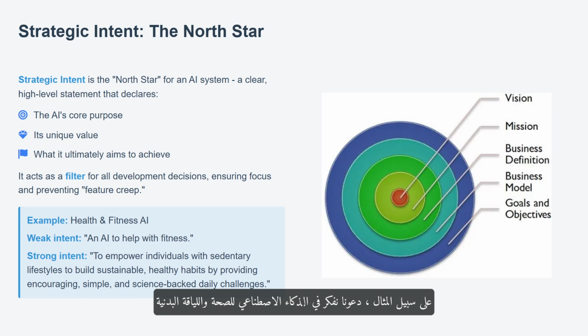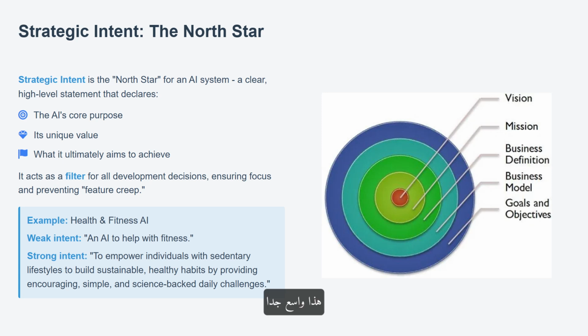For example, let's consider a health and fitness AI. A weak intent would be an AI to help with fitness. This is far too broad. A strong strategic intent would be to empower individuals with sedentary lifestyles to build sustainable, healthy habits by providing encouraging, simple, and science-backed daily challenges. This is a perfect North Star. We know exactly who it's for, what it does, and how it does it.